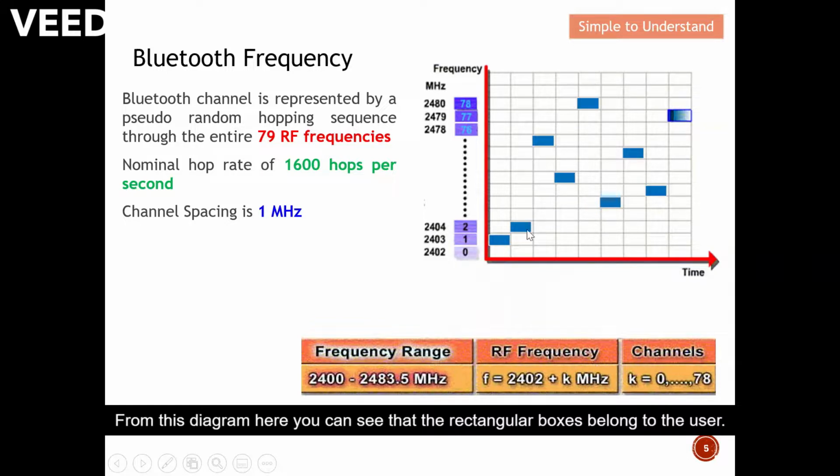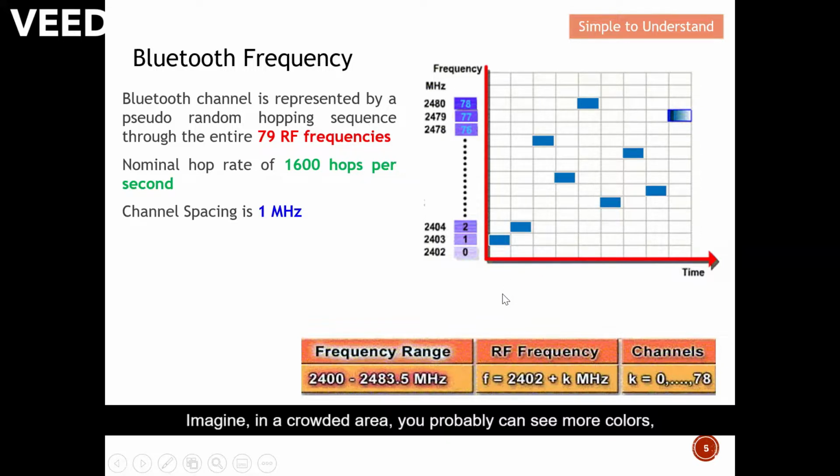From this diagram, you can see that each rectangular box belongs to a user. The user fully occupies one channel for transmission at different time intervals. For example, this user 1 first occupies channel 1, after that channel 2, after that channel 75, and so on. You can see that at any point in time, they only occupy one channel. Which channel to occupy is arbitrary. The receiver knows the sequence, and when the transmitter hops around to transmit the message, the receiver also hops around to receive the message. So this is frequency hopping.